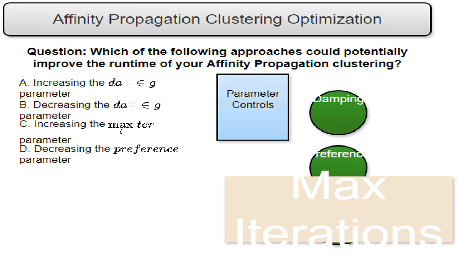This parameter simply sets a limit on the number of times the algorithm tries to converge. Increasing max iterations gives the algorithm more chances to find a solution, but also increases the runtime. It's like setting a time limit on a puzzle. More time means a better chance of solving it, but it takes longer. Decreasing this parameter, on the other hand, will definitely speed up the computation but might lead to an incomplete or suboptimal solution. It's a trade-off between solution quality and computational time.